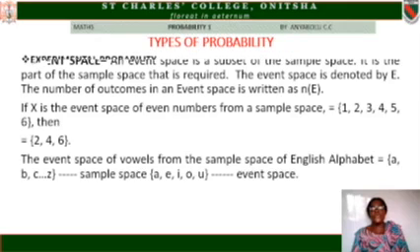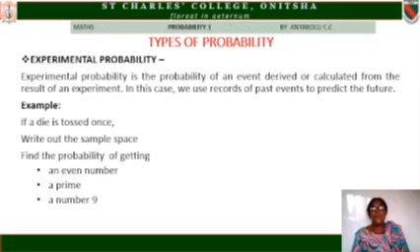Types of probability. 1. Experimental probability. Experimental probability is the probability of an event derived or calculated from the result of an experiment. In this case, we use records of past events to predict the future. Example: if a die is tossed once, write out the sample space. Find the probability of getting an even number, a prime number, and a 9.